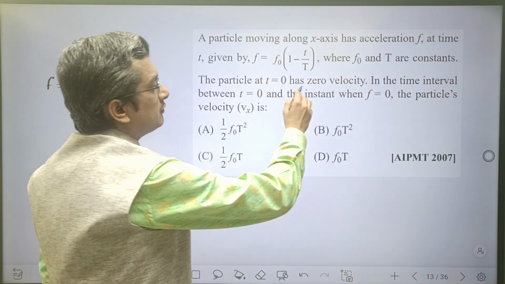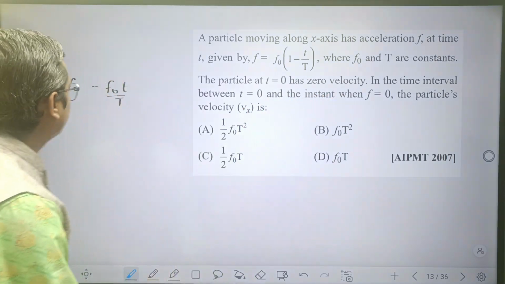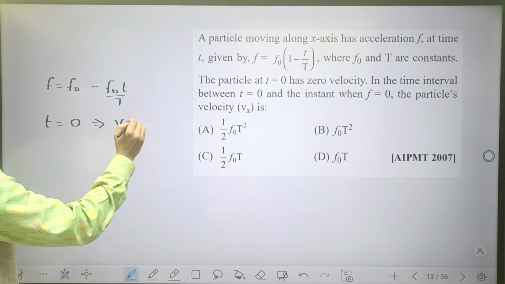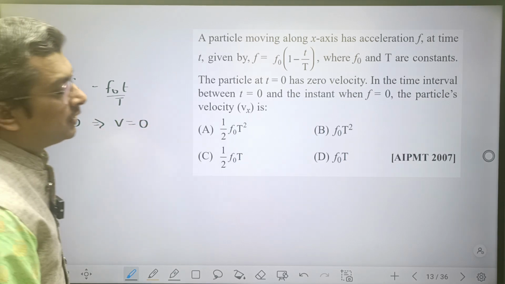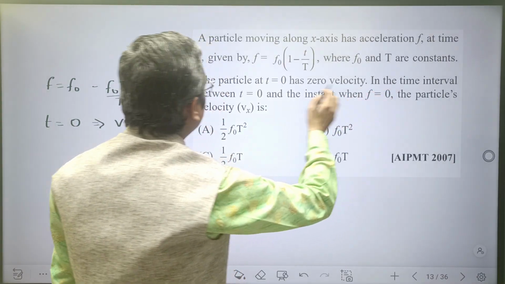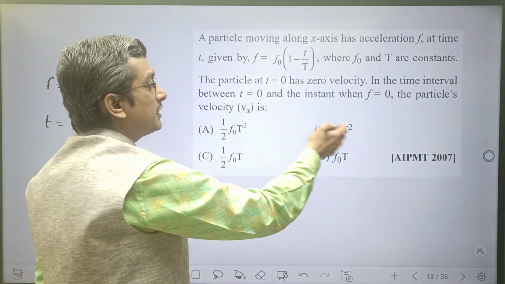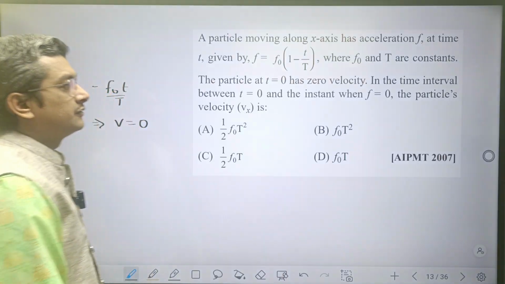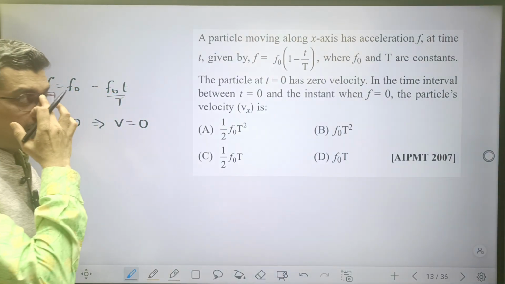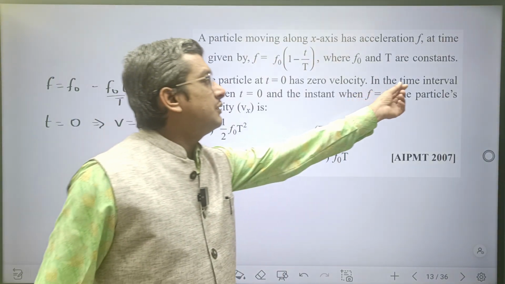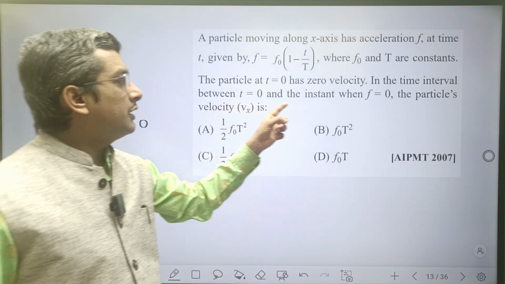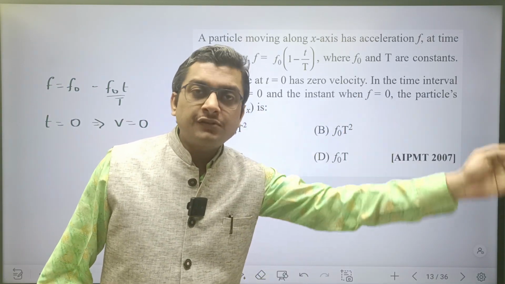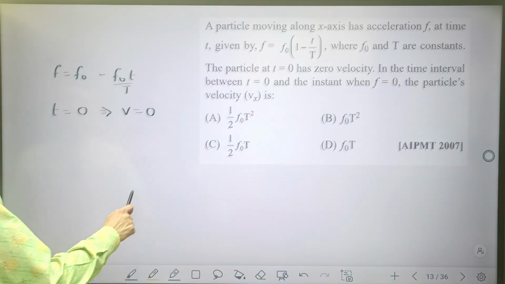The particle at t is equal to 0 has 0 velocity. It is very important information. At time t is equal to 0, velocity is 0. In the time interval between t is equal to 0 and the instant when f is equal to 0, the particle's velocity is. Now this is important, isn't it? So the time given is in between time t is equal to 0 and the instant when f is equal to 0. So first we have to find that instant where f is equal to 0.